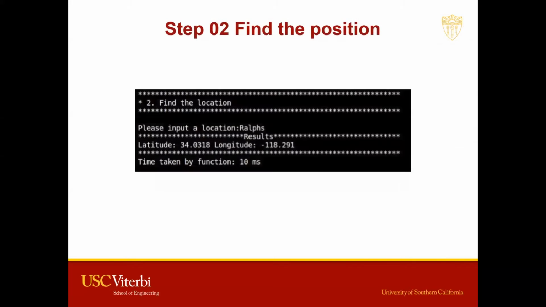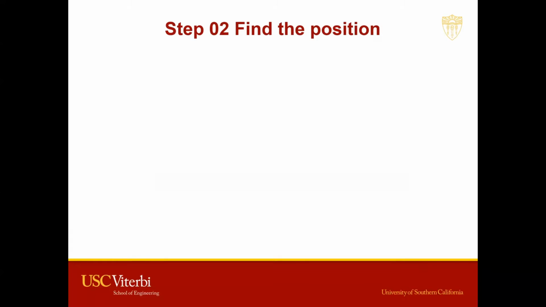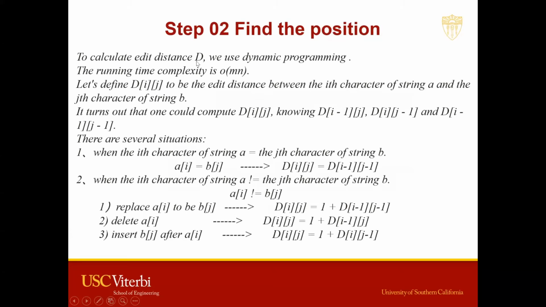For step 2, here is a screenshot of the longitude and latitude it returns when we enter refs. To calculate the edit distance D, we use dynamic programming. The running time complexity is O(MN), and let's define D(i,j) to be the edit distance between A_i and B_j. It turns out that we can compute D(i,j) after knowing these three statuses. There are two different situations, and the formulas to calculate D(i,j) according to these situations are listed here.